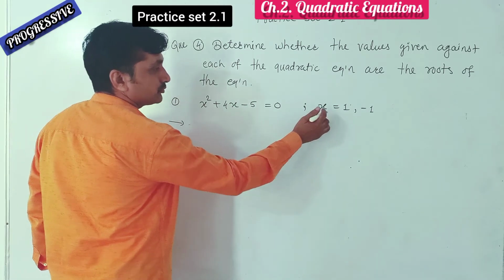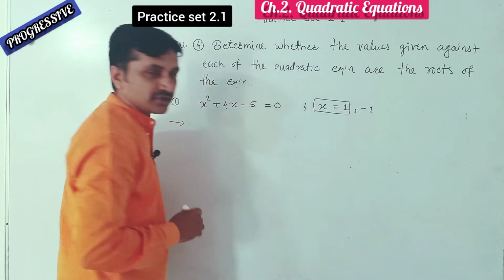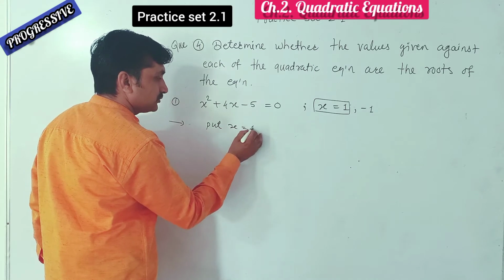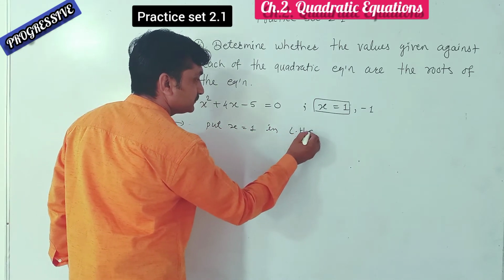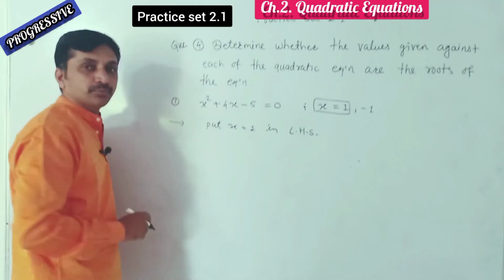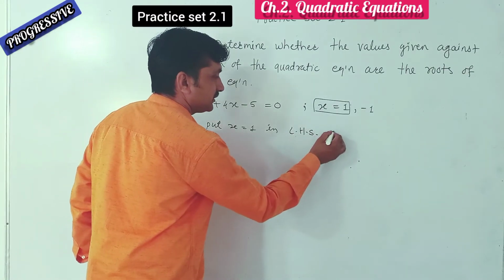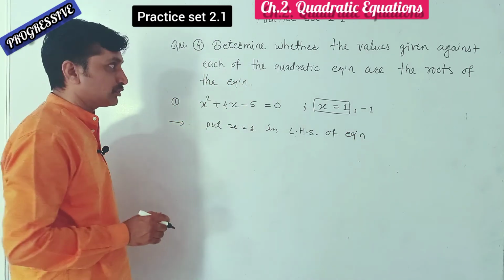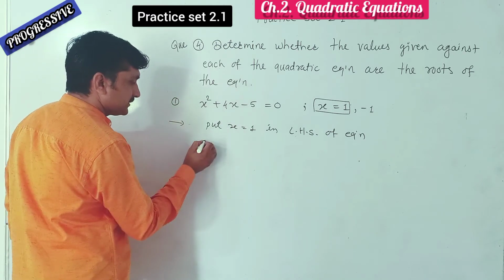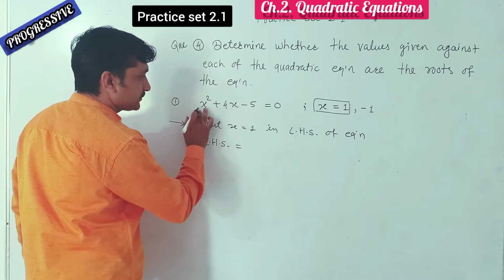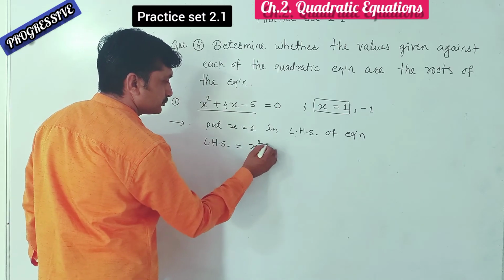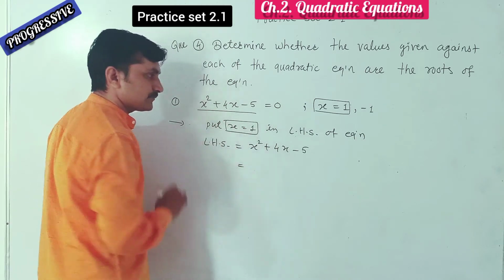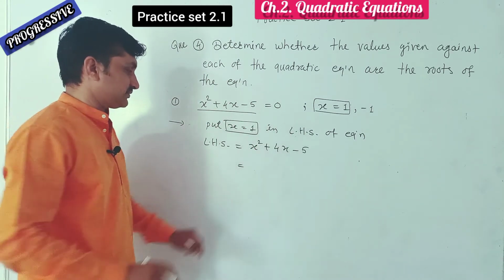Now here the first value I put is x is equal to 1. Check for x is equal to 1. Then I write here, put x is equal to 1 in the left hand side of the equation. Only the left hand side of the equation. Don't write the whole equation, write only LHS because we are going to determine. Then I write LHS, left hand side is equal to x square plus 4x minus 5, and now put x is equal to 1 in LHS.